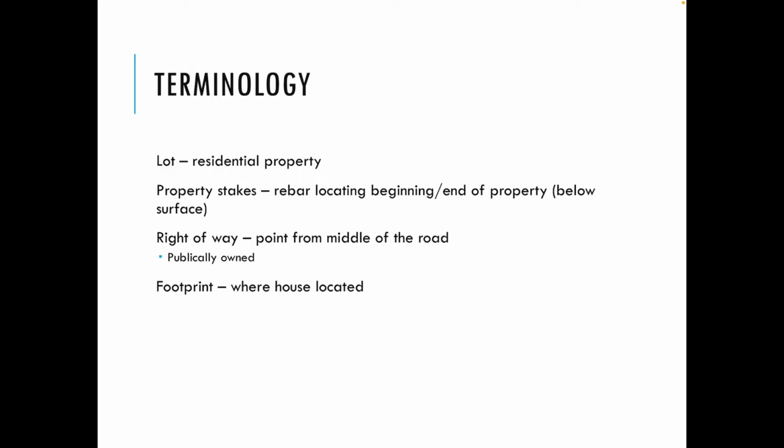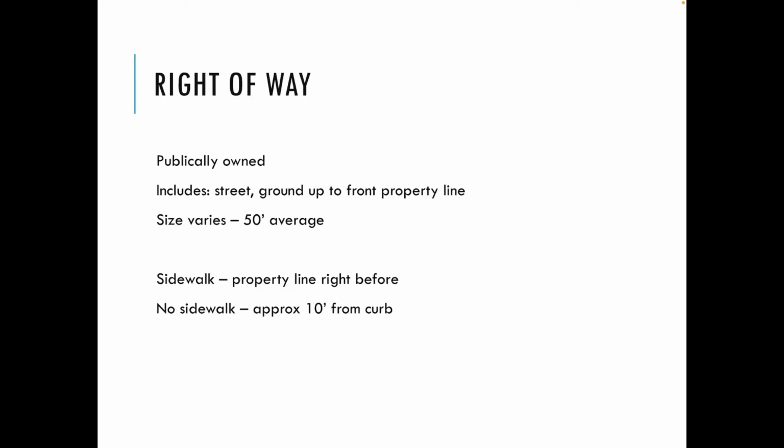A right-of-way is a publicly owned area where the city can come in and do maintenance and things like that. It usually starts from the middle of the road. It changes a little bit based on whether you have sidewalks or not. I'll give you some examples in a second. And usually we say the footprint of the house is specifically where the house is located.